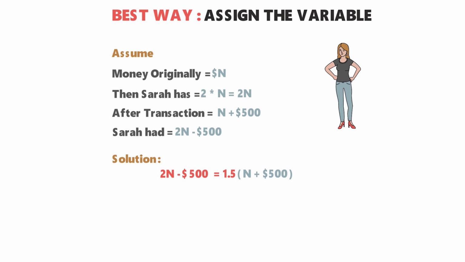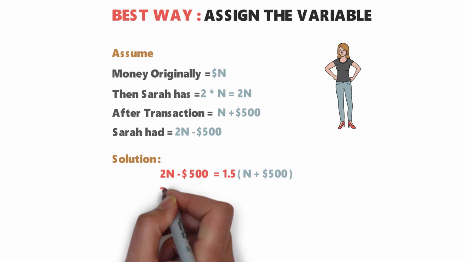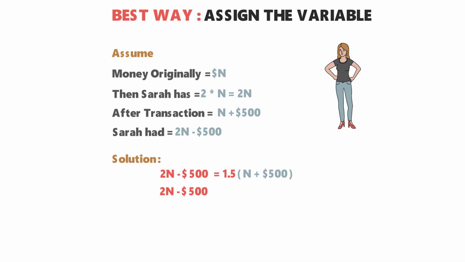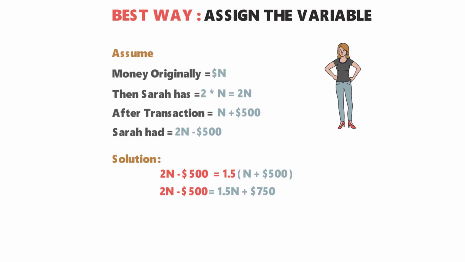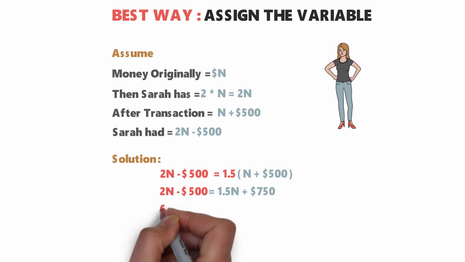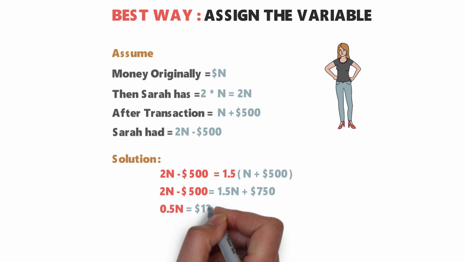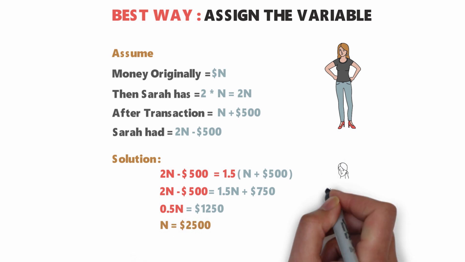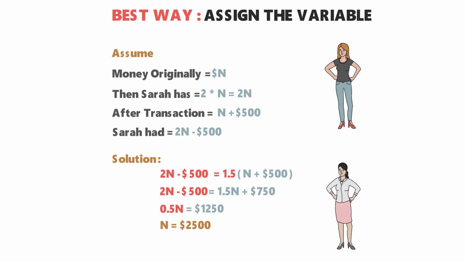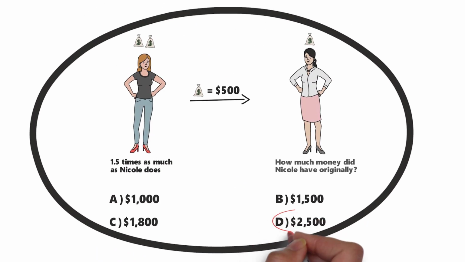Let's go ahead and simplify this expression. We will get to the result of 2N minus $500 equals 1.5N plus $750, which means that 0.5N equals $1,250. After the calculation, we can see that N equals $2,500, which means Nicole originally had $2,500. So the correct choice here is choice D. Hopefully you've nailed this question and now know how to answer similar problems on the test.